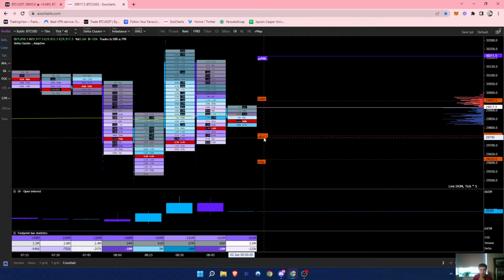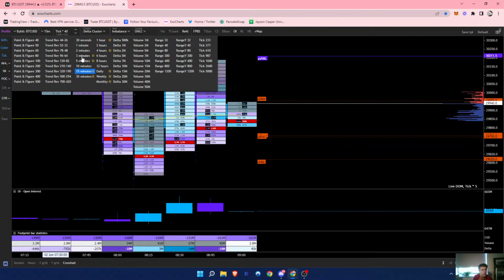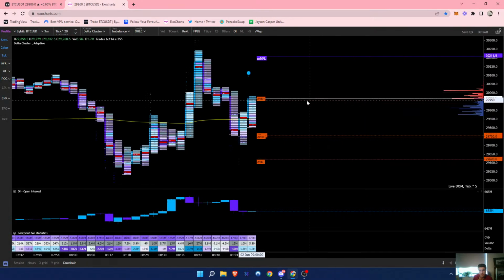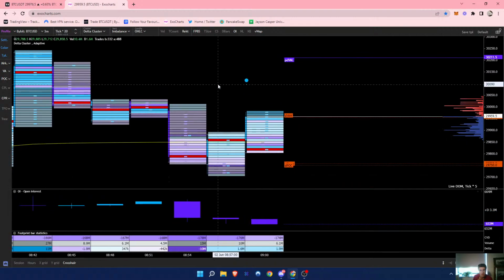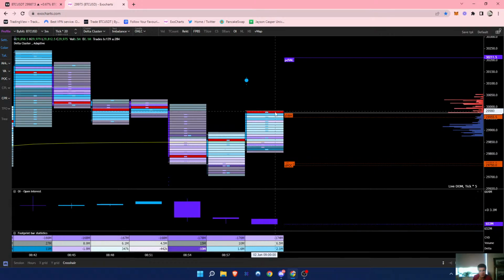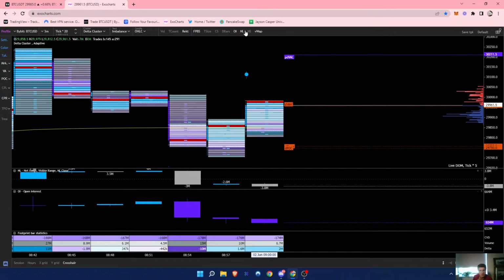So right now we're getting a move up from that daily POC. Actually, drop down to the 3 minute. See what's going on here. Short liquidations. OI decreasing as we're moving up. It's mainly a stop loss hunt.